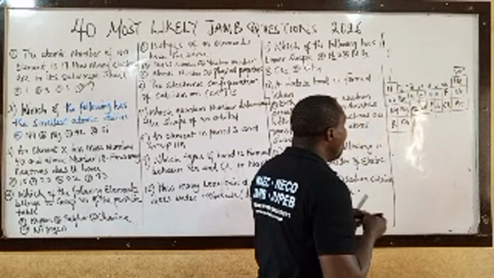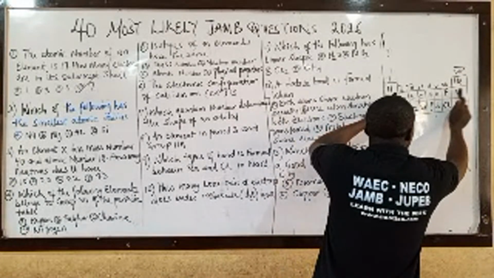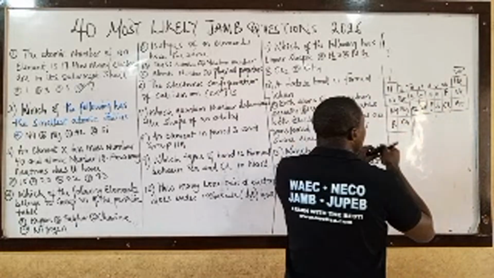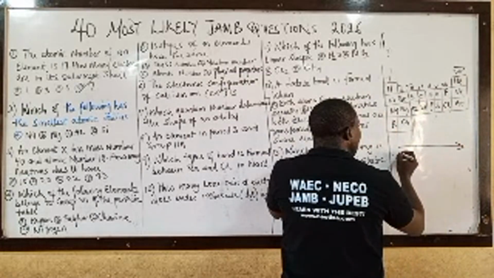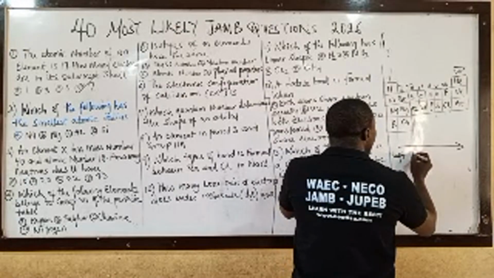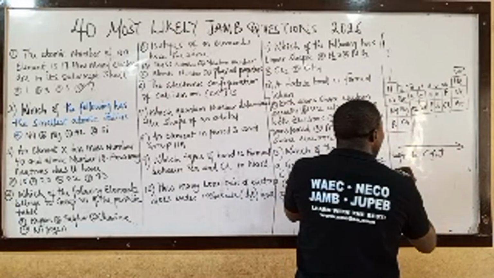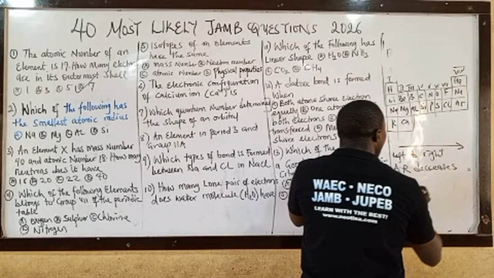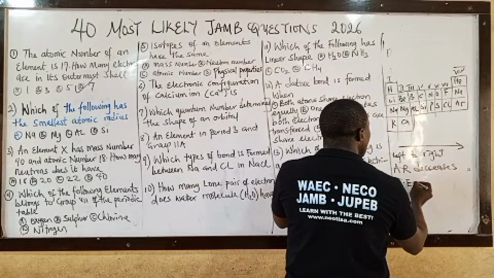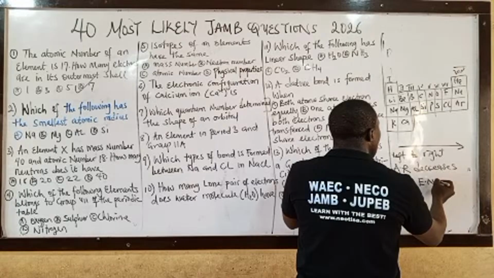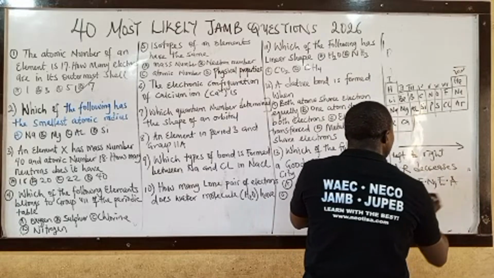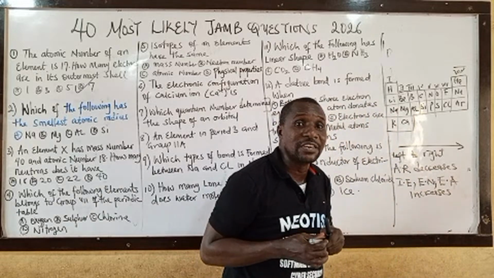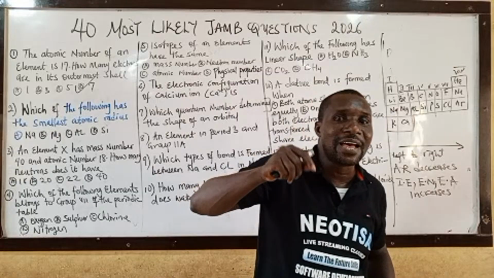Take note, as you are moving from left to right, that is across the period, atomic radius decreases, while ionization energy, electronegativity, electron affinity increases. Write it down. It's only atomic radius that decreases, but we have some anomalies.